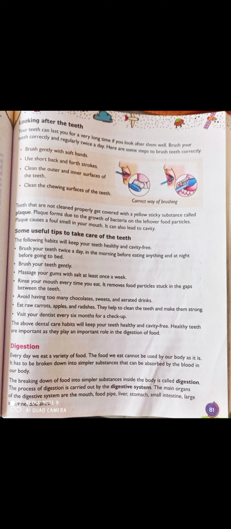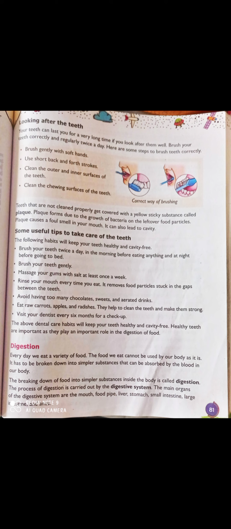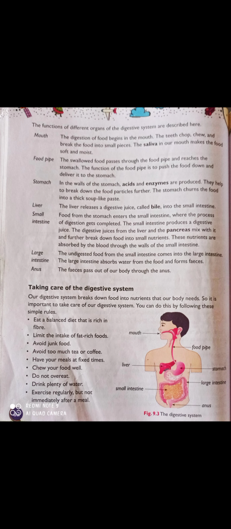Next is digestion. What is digestion? The breaking down of food into simpler substances inside the body is called digestion. The process of digestion is carried out by the digestive system. Now, what are the functions of the different organs of the digestive system? Different organs of the digestive system are mouth, food pipe, stomach, liver, small intestine, large intestine and anus. And they all perform different functions in the digestive system.